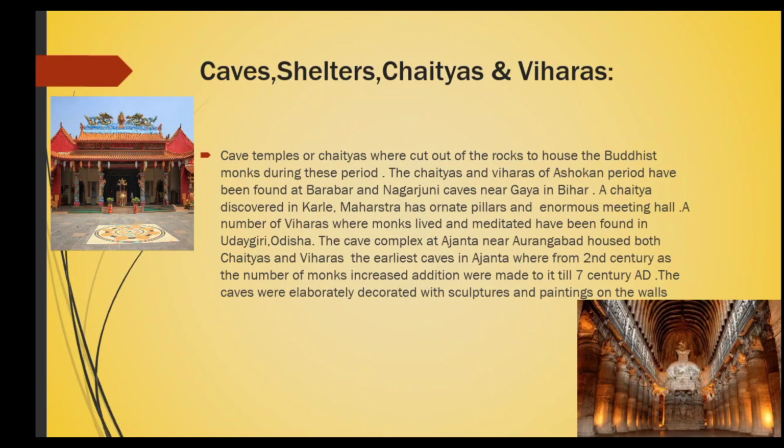It is also told about viharas, where the monks lived and meditated, found in Odisha, Udaygiri. The cave complex in Ajanta near Aurangabad. We know the Ajanta caves, which are very famous, are situated near Aurangabad and housed both chaityas and viharas. It was built in the 2nd century, but as the monks' population increased, it was added to again and made till the 7th century AD.